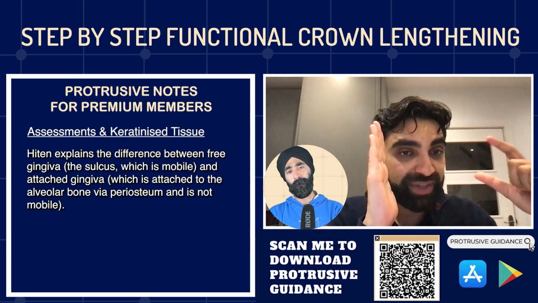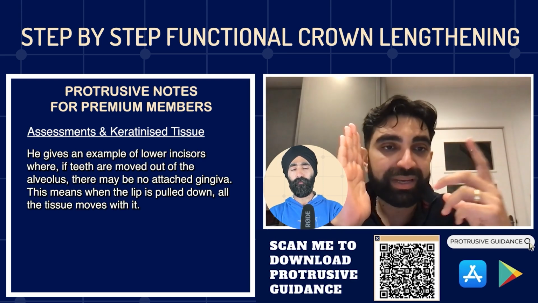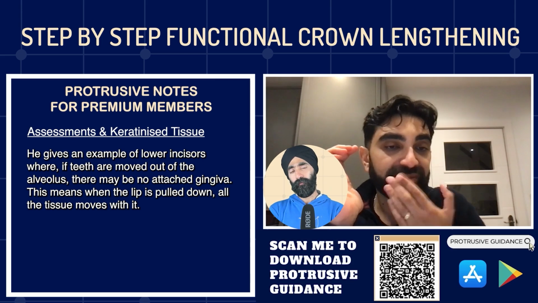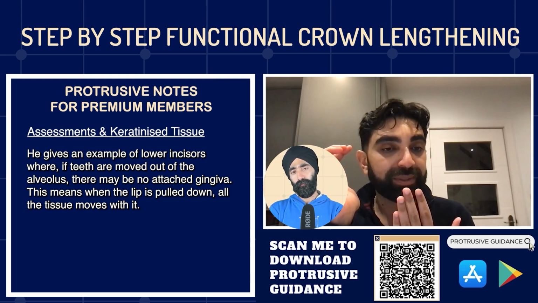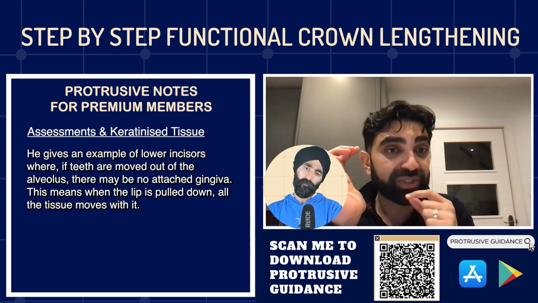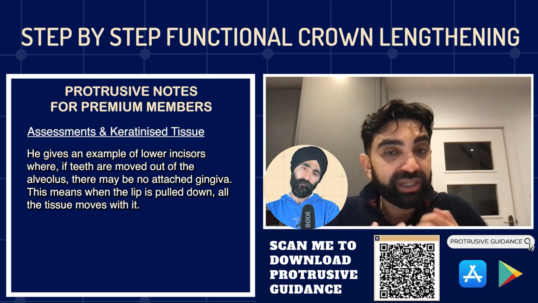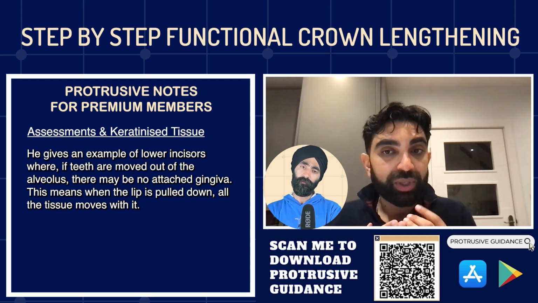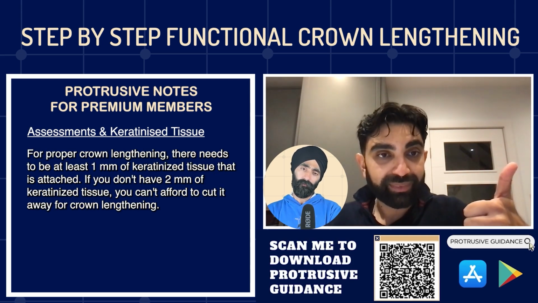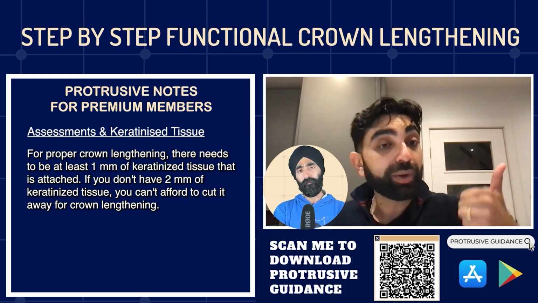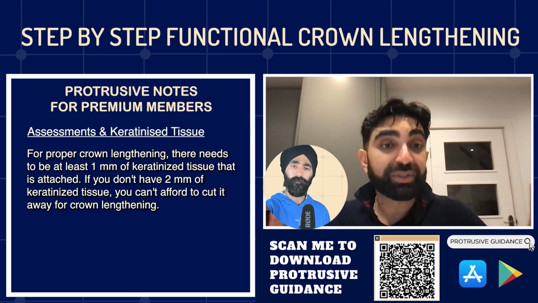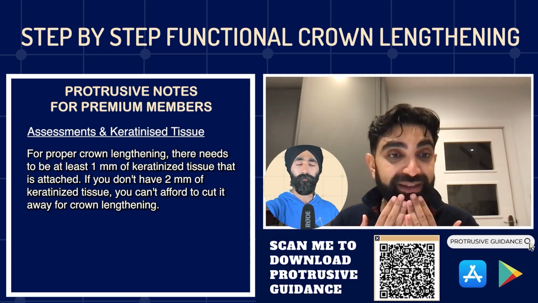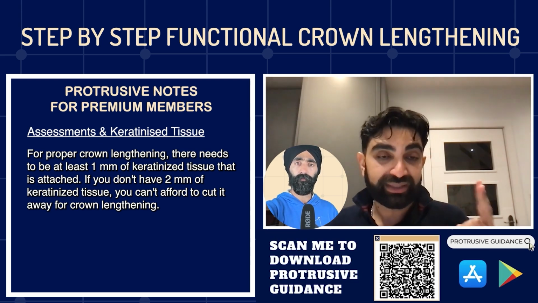You don't always have that. For example, commonly on the lower incisor labial, if teeth are really moved out of the alveolus and there's no attached gingiva, when you pull the lip down, all that tissue moves with it, and that's not attached. So there has to be keratinization, and at least a millimeter of it has to be attached onto the periosteum underneath. Those two things have to be met.